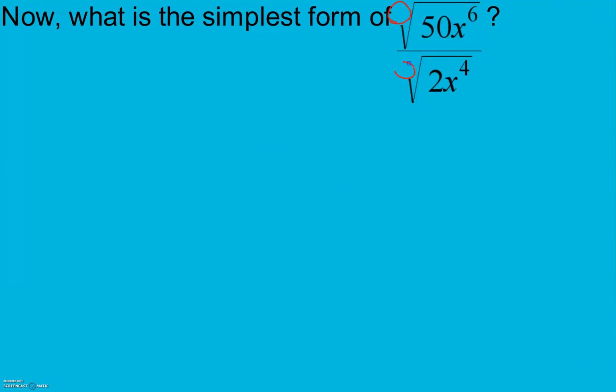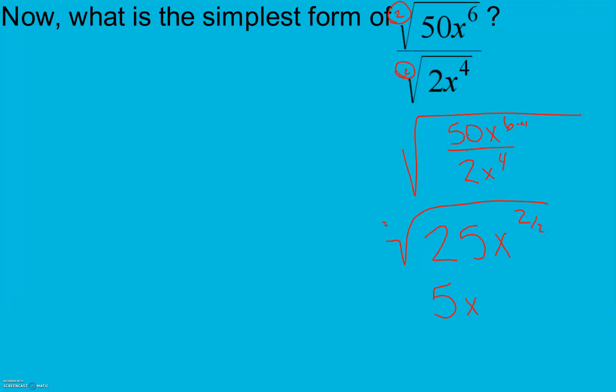Since they're both square roots, they don't have numbers there, which means we know that it's 2. We take the square root and write it as one fraction inside, because when we do that, we can reduce. 50 divided by 2 is 25. X to the 6th divided by x to the 4th, we subtract exponents and get x squared. And that's still inside the square root. When we take the square root of 25 here, we get 5. And when I take the square root of x squared, I just get x.